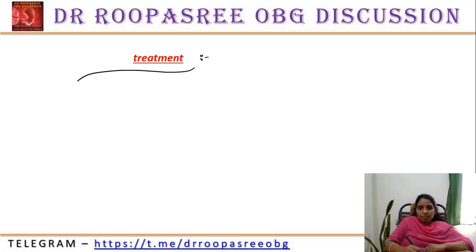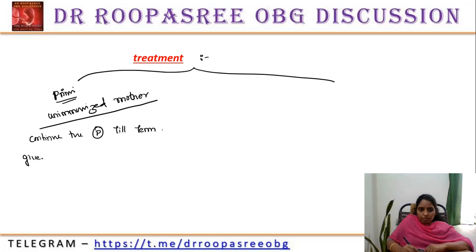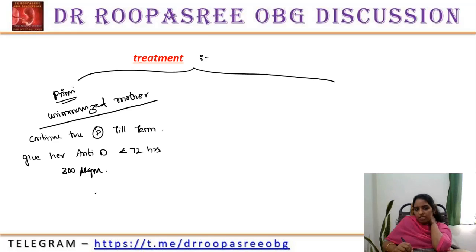Okay, in treatment we'll see if the mother is unimmunized, that is priming, or unimmunized mother, no antibody transfer still now. Unimmunized mother, continue the pregnancy till term. Okay, give her anti-D within 72 hours, dose of 300 micrograms. Okay, immediately after delivery is completed, give her anti-D or Rhogam. Okay, within 72 hours, the dose is 300 micrograms.